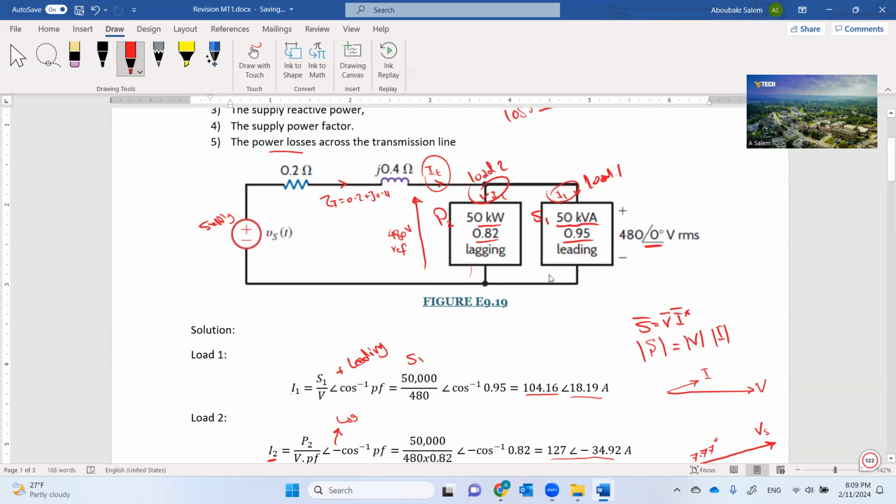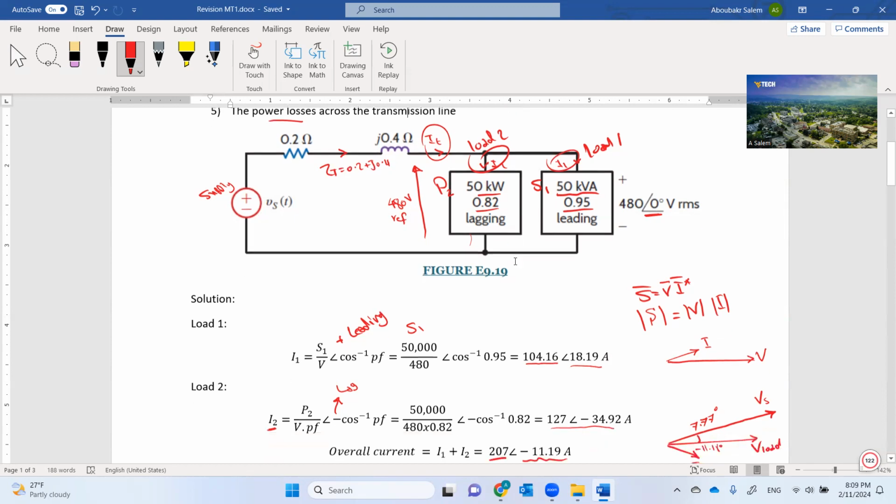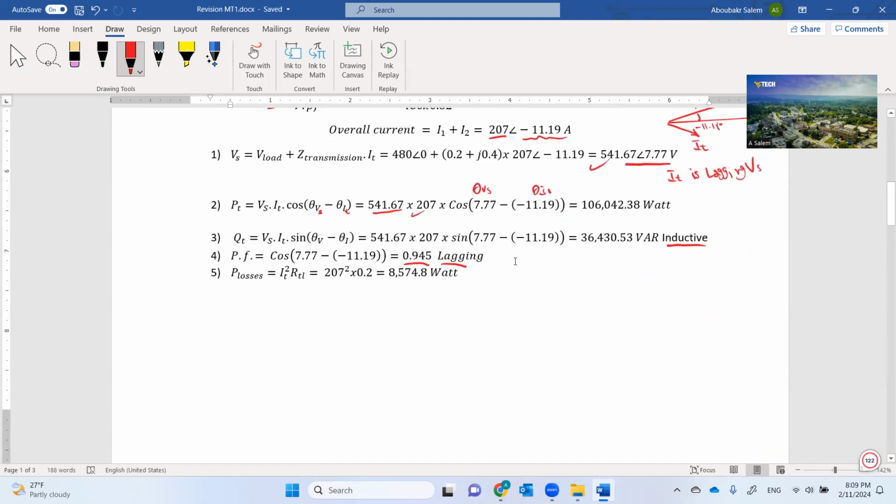It's AC. You have to consider the vector angle. Okay, so we got the total current. Then we used Kirchhoff voltage loop here. We said Vs equals V load plus I times Z transmission line. We got Vs. So since you have Vs and you have current, you can calculate anything in this circuit. Okay, so this is a very important question.